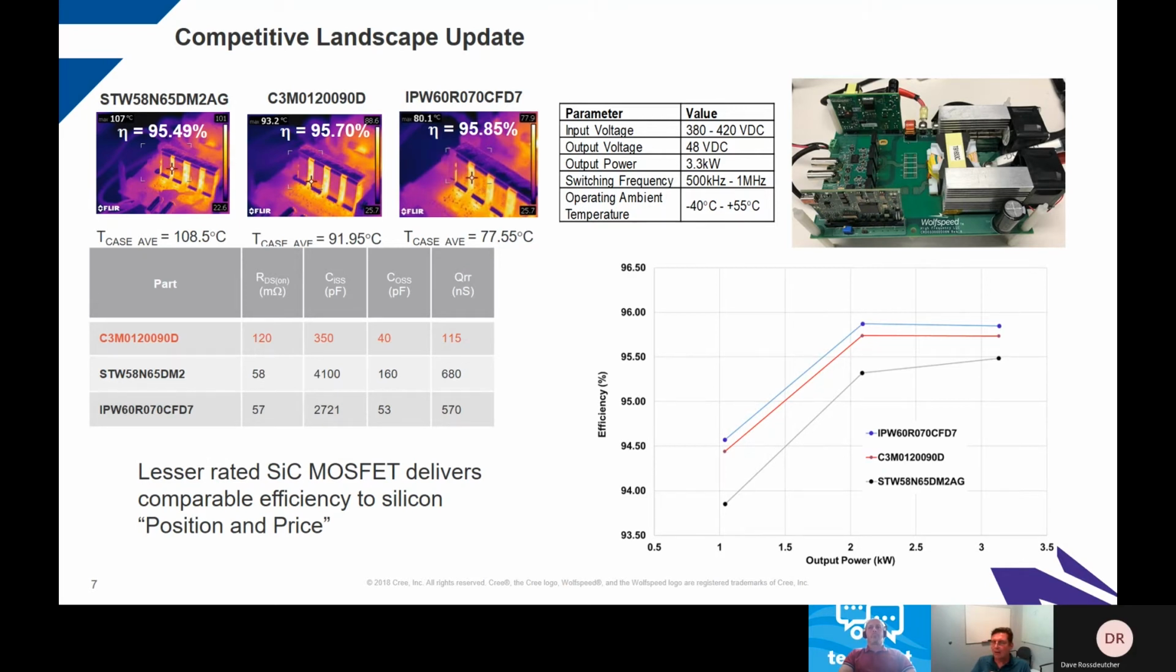So twice the RDS-on. Normally you would go running away in fear at that. But as you can see here, it compares very nicely to one particular silicon part and compares a lot better to another one. So again, this is a real life example of scoping out the right RDS-on for the silicon carbide. Otherwise, you're going to overrate and overpay.